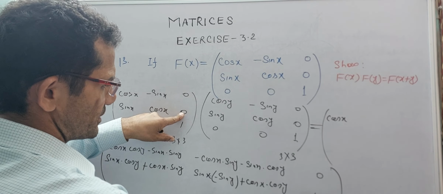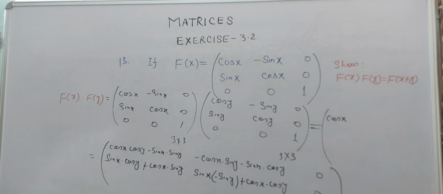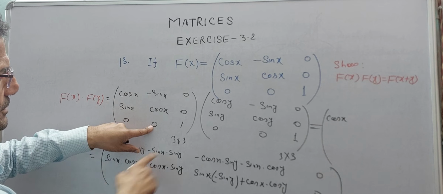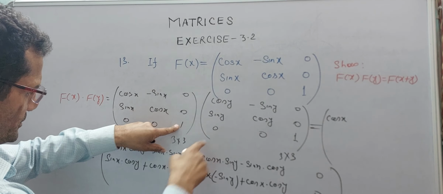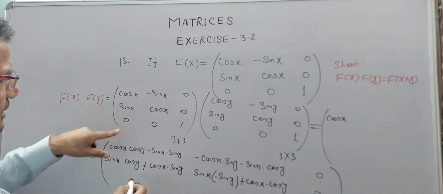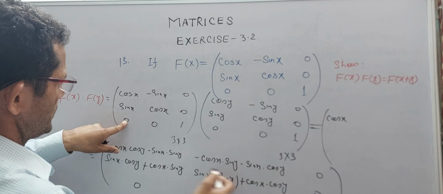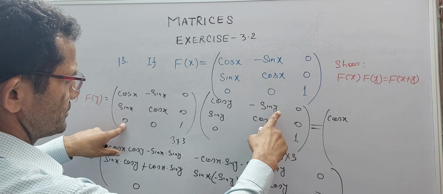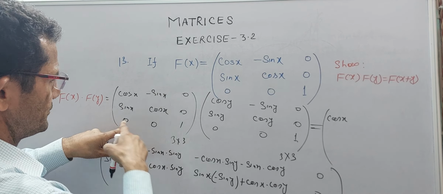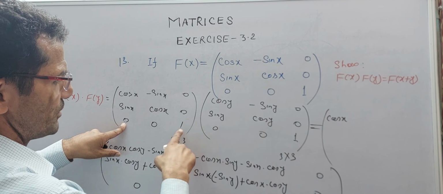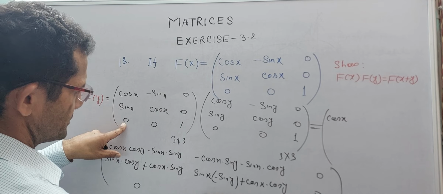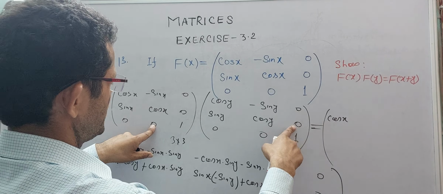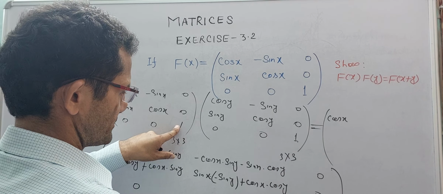Now it becomes 0. Now third row: 0 into this 0, and 0 into this 0, and 1 into 0, 0. Now this entry becomes 0. Now third row, second column: 0 into this 0, and 0 into this becomes 0, and 1 into 0, 0. This entry is also 0. Now the last entry is this into this 0, this into this 0, 1 into 1, 1. So this becomes 1.